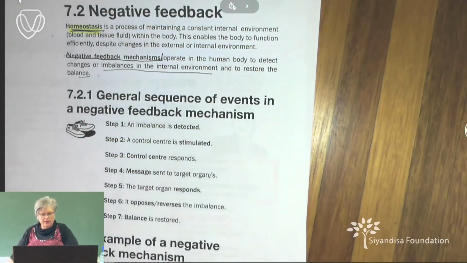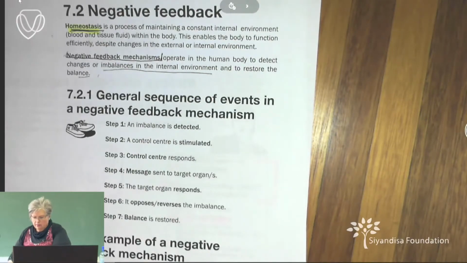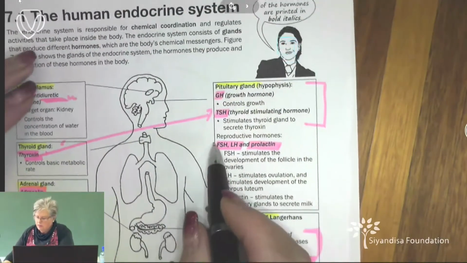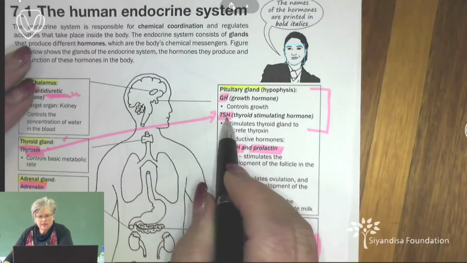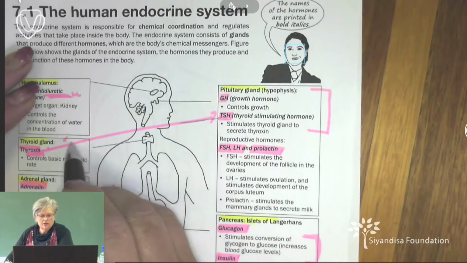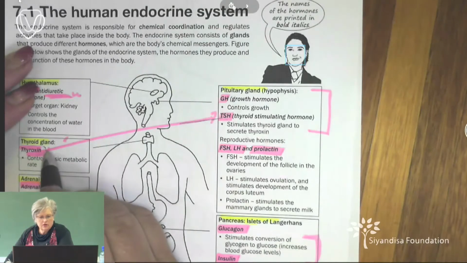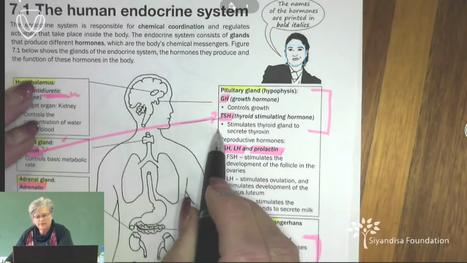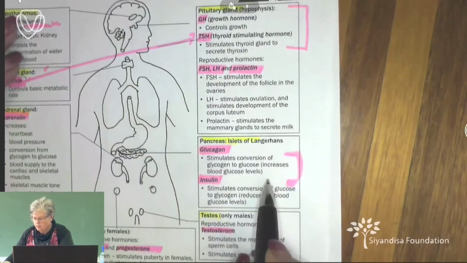Now, if we look back at the ones that I said we must know, the thyroxine negative feedback. So when there is too much thyroxine, what will happen? When there is too little thyroxine, what will happen? That's the first one we need to know.